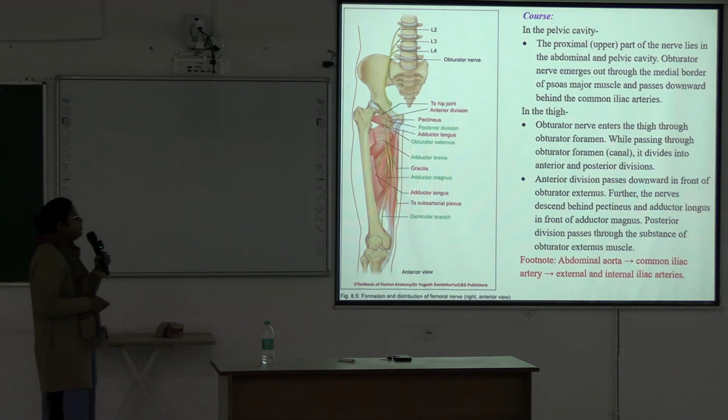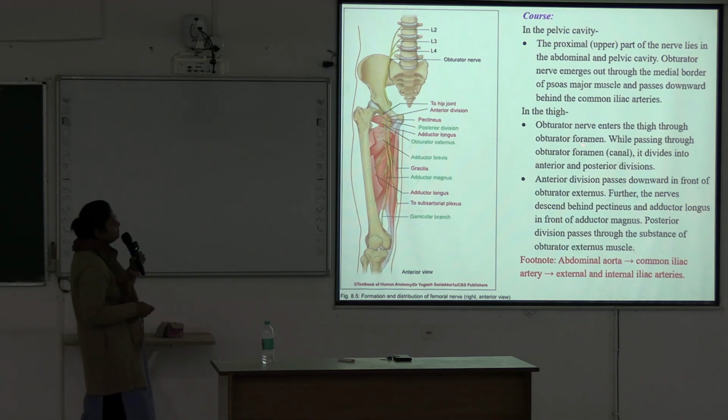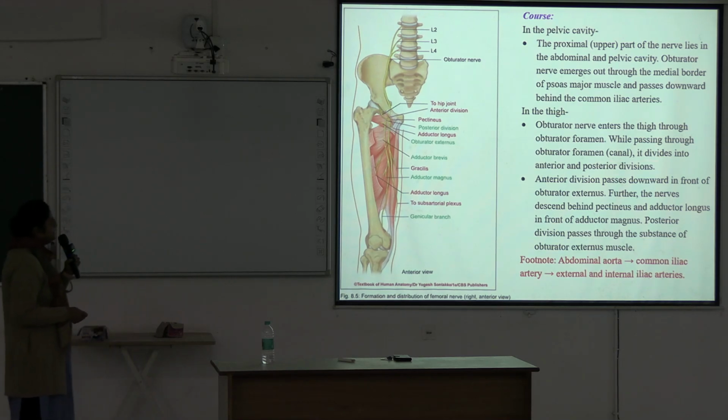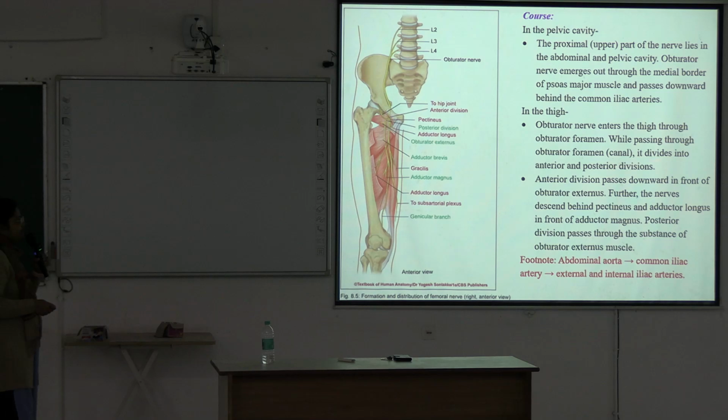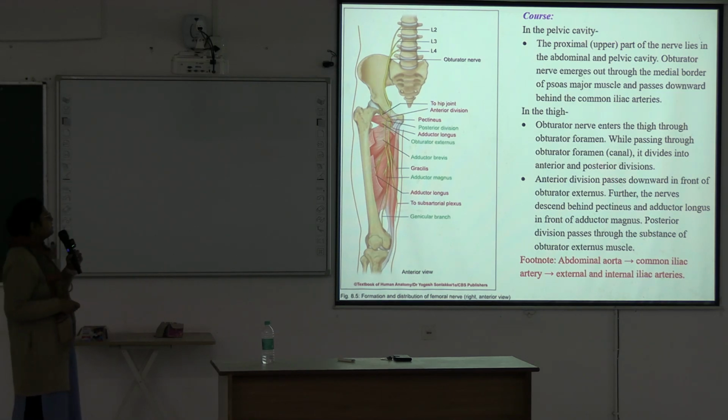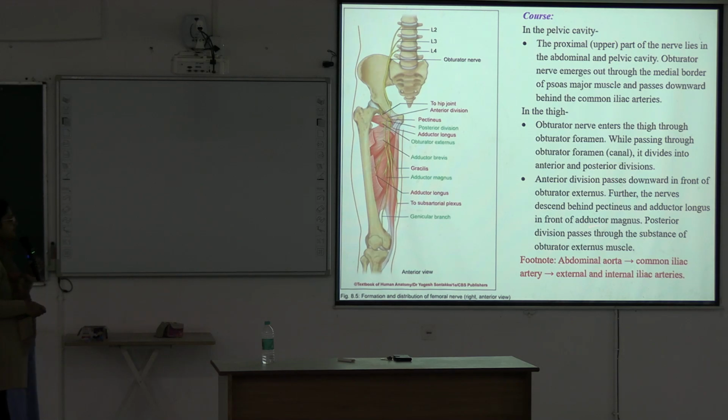In the thigh, the obturator nerve enters through the obturator foramen, passing through the obturator canal, and divides into anterior and posterior divisions. The anterior division passes downward in front of obturator externus. Further, the nerve descends behind pectineus and adductor longus, in front of the adductor magnus. The posterior division passes through the substance of the obturator externus muscle in the thigh.